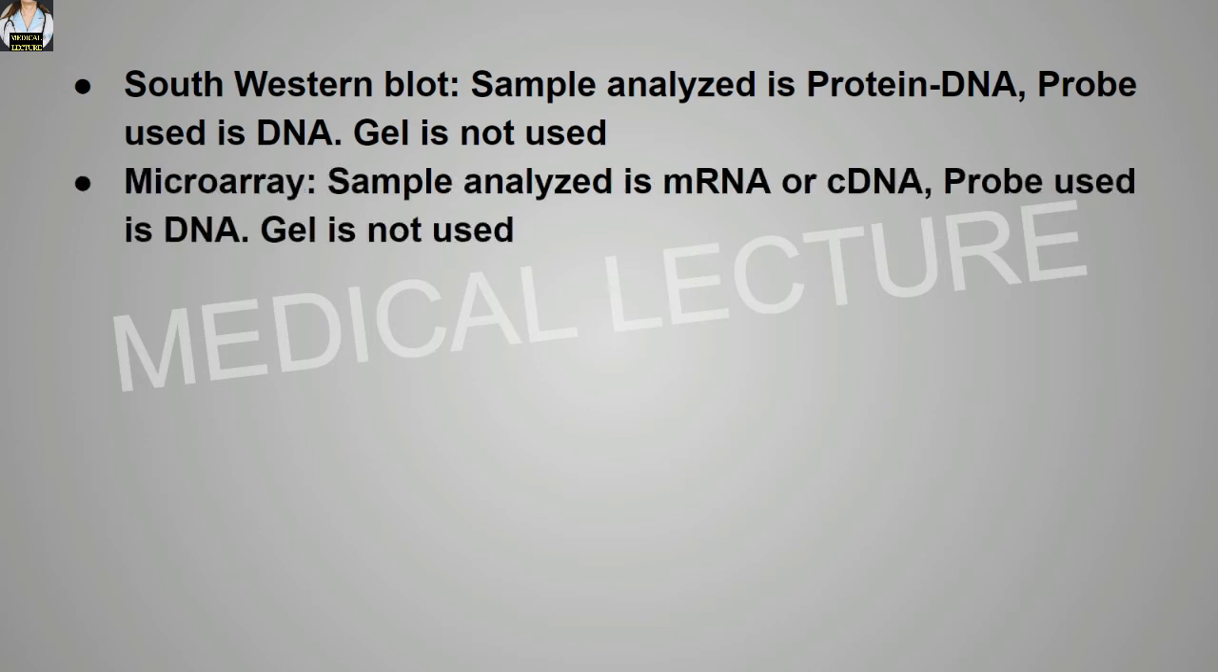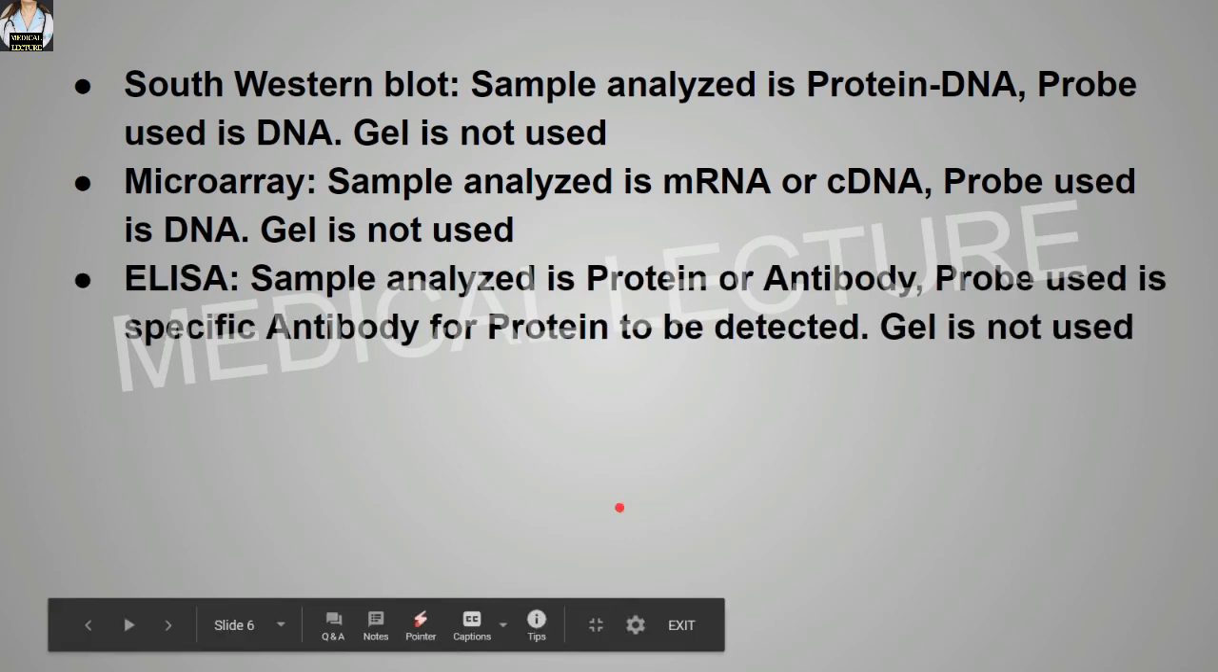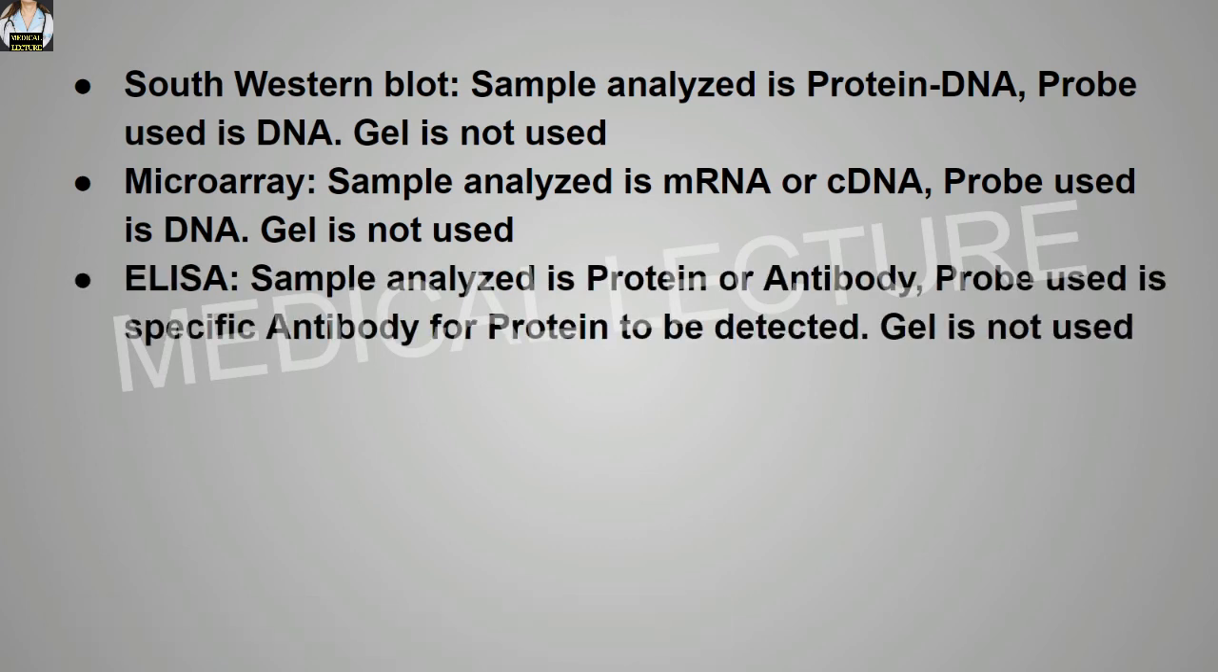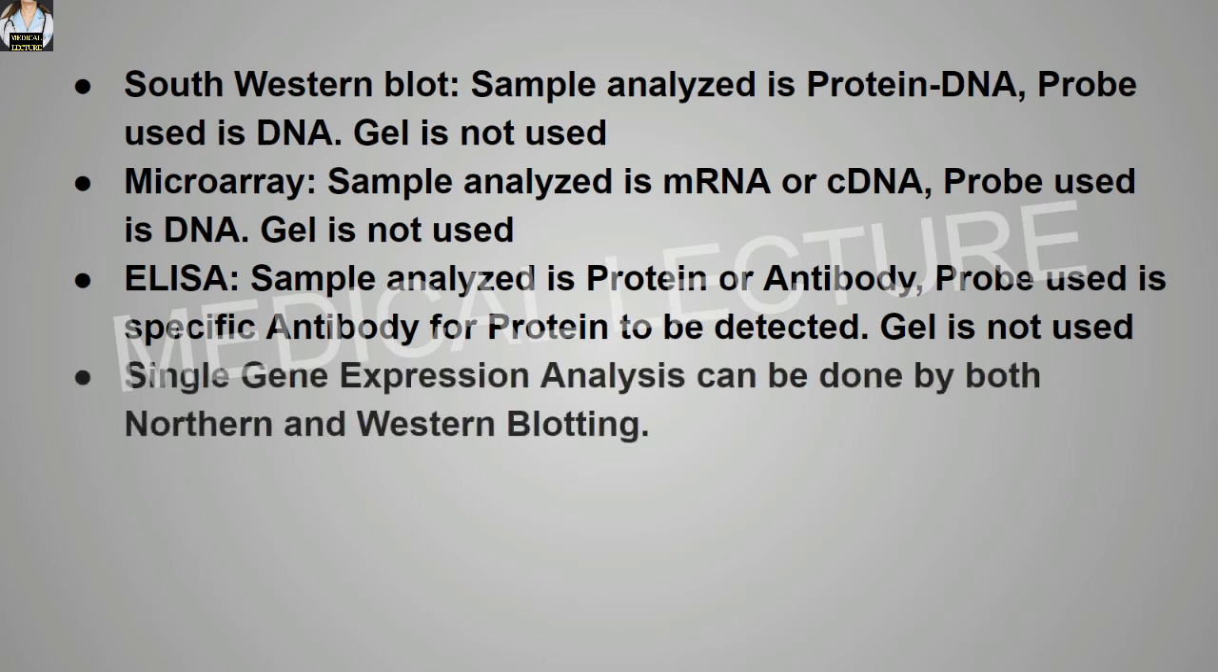Now next is the microarray. The sample analyzed in the microarray is messenger RNA or complementary DNA. The probe used is DNA and the gel is not used. Now next is the ELISA. ELISA stands for enzyme linked immunosorbent assay. The sample analyzed is protein or antibody. The probe used is the specific antibody for the protein to be detected and the gel is not used. Single gene expression analysis can be done by both Northern and Western blotting.